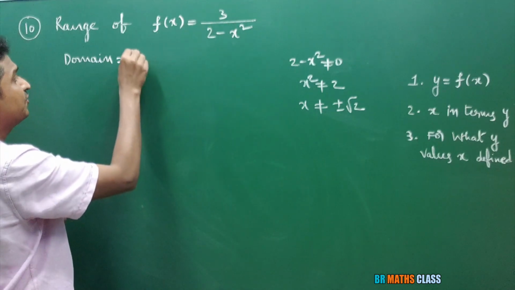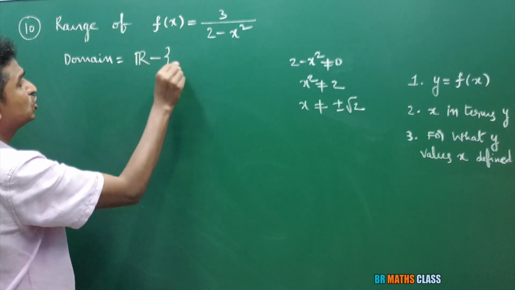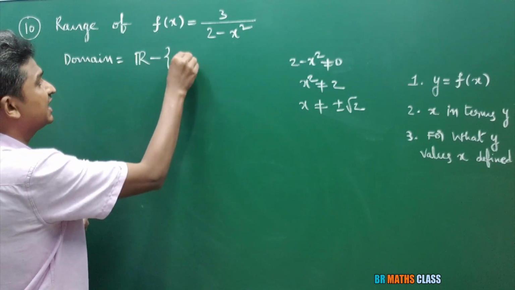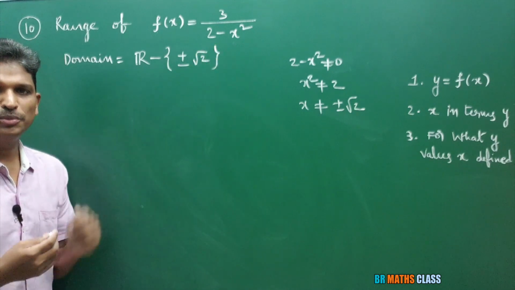Then this function is not defined. That's why we need to remove those values from real numbers. So what is the domain of this function? The domain of this function is all real numbers except the values of root 2 and minus root 2. This is the domain of the function.